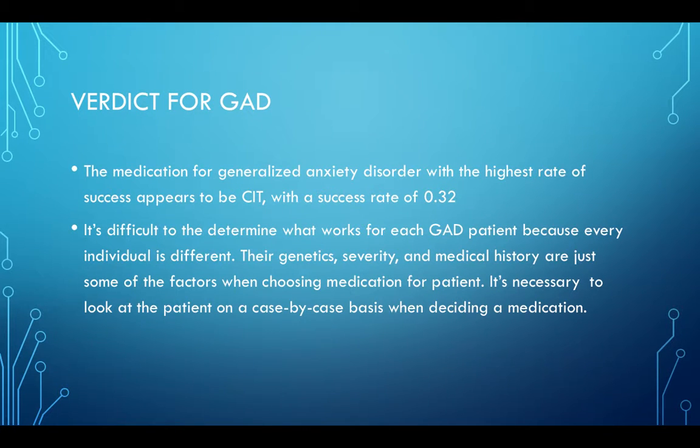So here's my verdict. The medication for generalized anxiety disorder with the highest rate appears to be Citalopram with a success rate of 0.32. What I personally think is that it's difficult to determine what works for each GAD patient because every individual is different. Their genetics, severity and medical history are some of the factors that would go into changing their medication, not exclusively the success rate. So it's necessary to look at each of the patients on a case-by-case basis when deciding on medication.